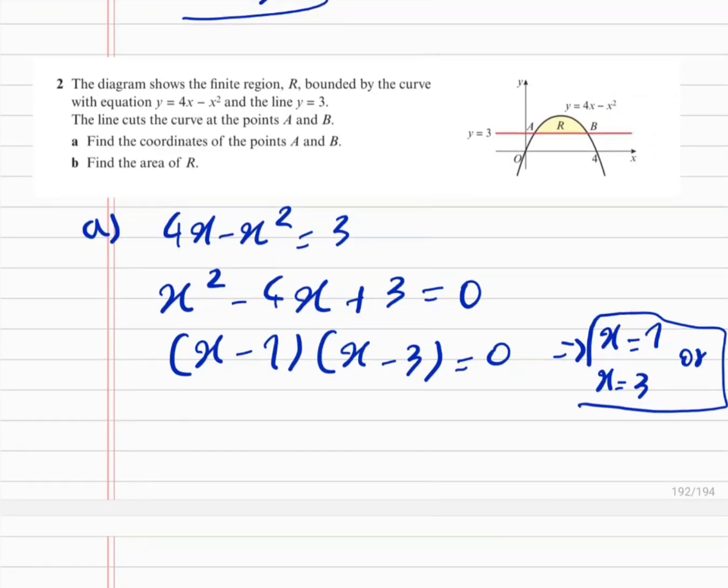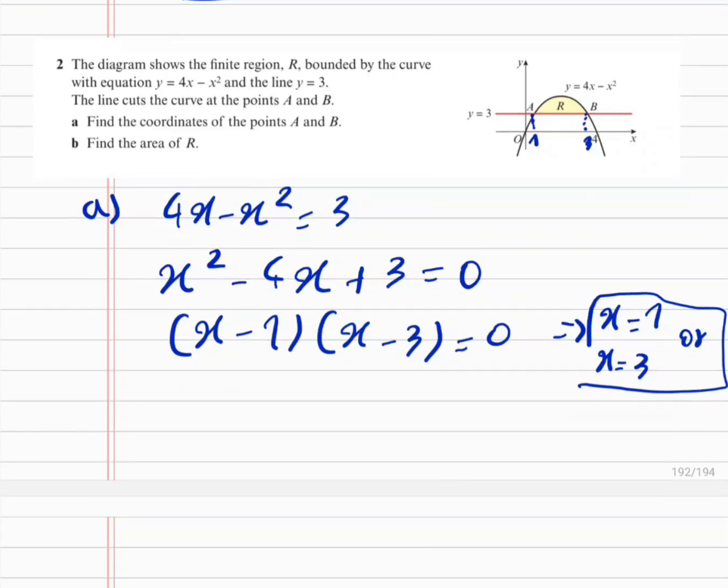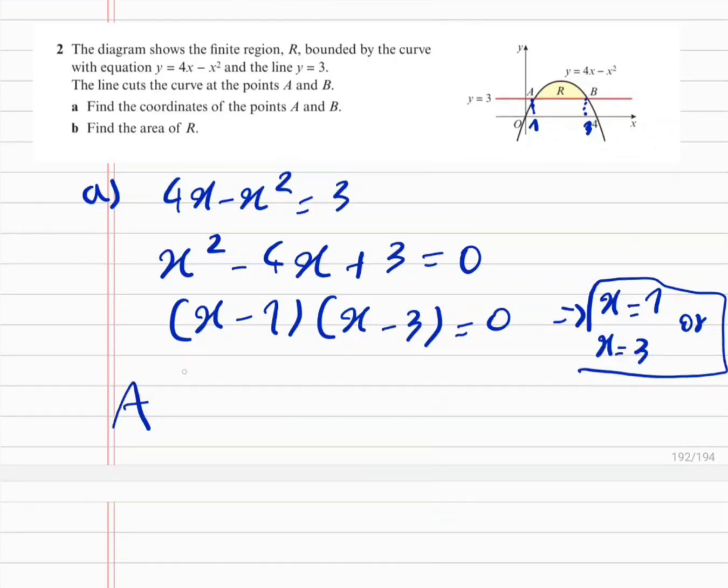By just looking at the graph, we can see that A has x coordinate 1 and B has x coordinate 3. And both of them obviously have y coordinate 3 because they are also on the line, and the line is a constant function. Therefore A has coordinates (1, 3) and B is (3, 3).